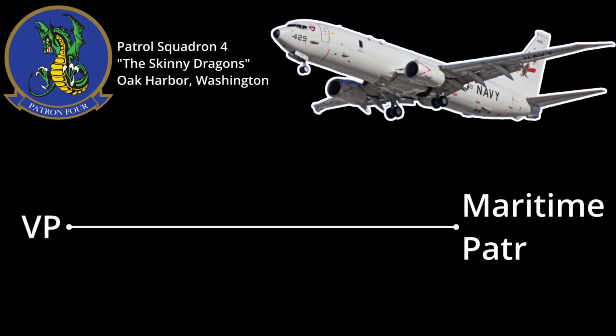Patrol Squadron 4, also known as the Skinny Dragons, are based out of Oak Harbor, Washington, and fly the Boeing P-8 Poseidon. The designator VP stands for fixed-wing aircraft that provide patrol, with the official designator being Maritime Patrol.